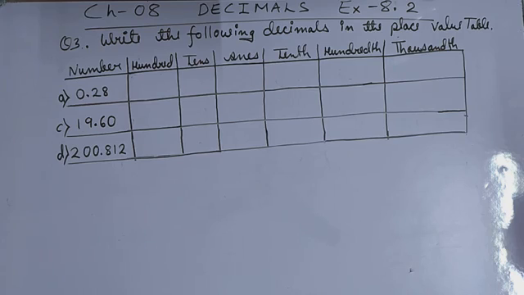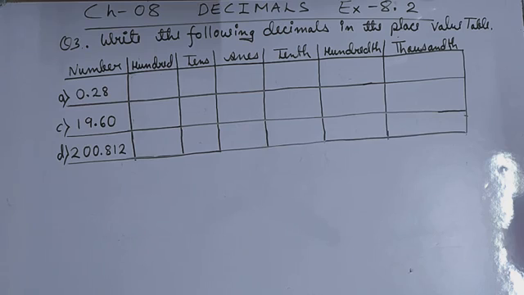Today we are moving to the next exercise, that is exercise 8.2, and we are starting with question number 3, because question number 1 and question number 2 are totally figure based questions that we will discuss in our live class. Question number 3 says: write the following decimals in the place value table. आपको place value table में decimal numbers को represent करना है.